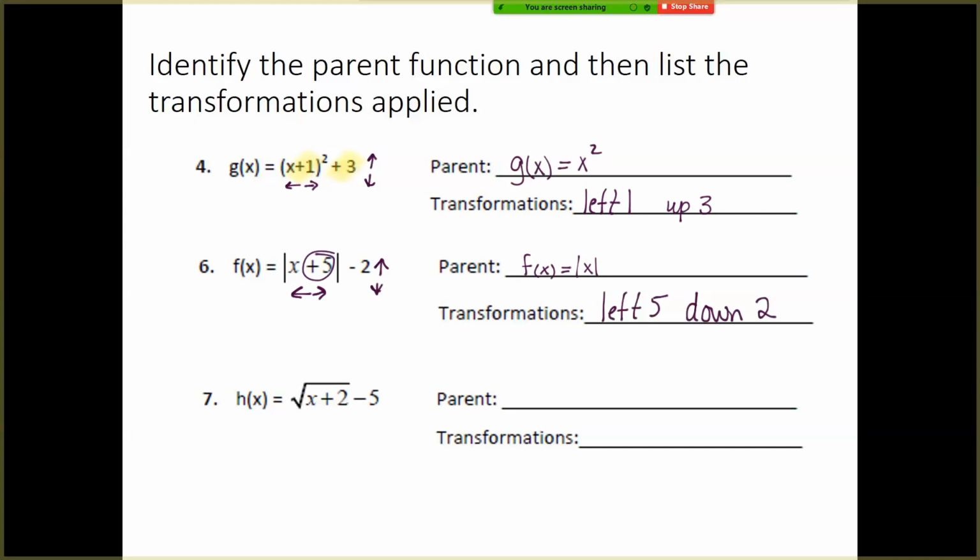Question number 7, our parent function, h of x equals the square root of x. And again, we have two numbers. One of them's inside with the x underneath that square root. That's the one moving you left or right. The one hanging out at the end is going to move you up or down. What do we think is happening? Left 2, down 5. Perfect.